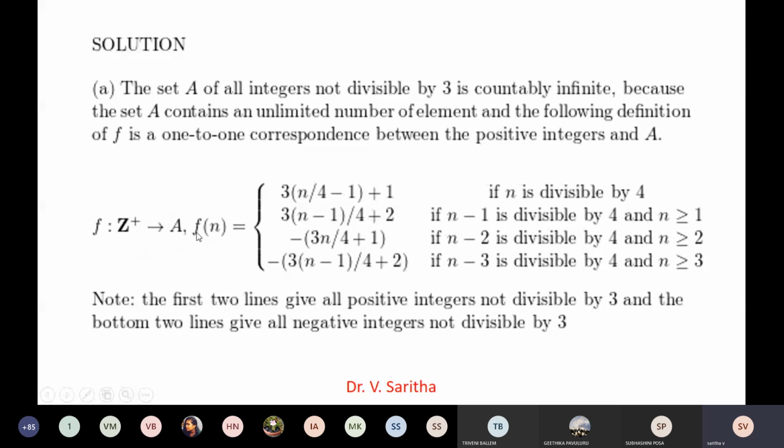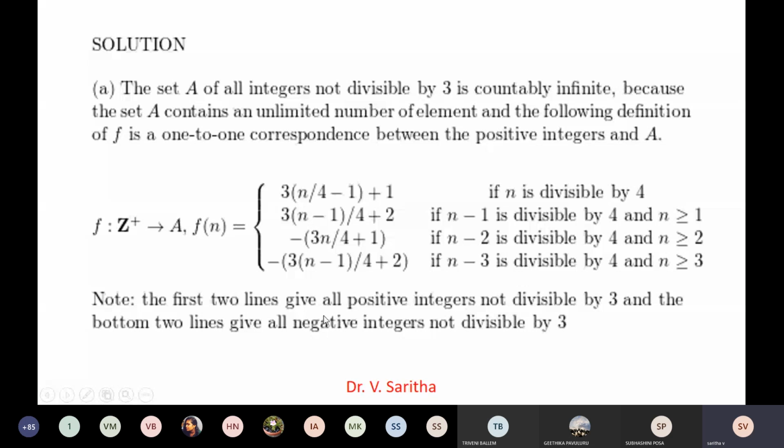How are we going to make this? So f of n is defined in such a fashion: 3 into (n by 4 minus 1) plus 1, if n is divisible by 4. Now that positive integer is going to be mapped to this.